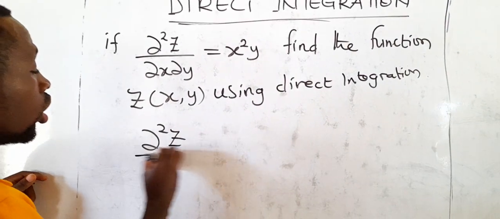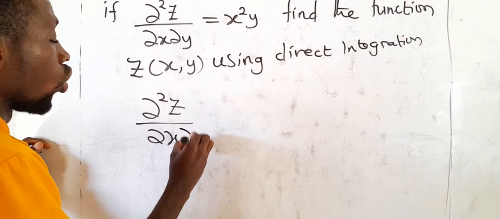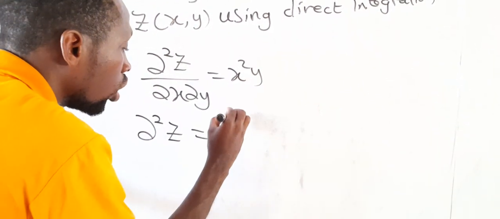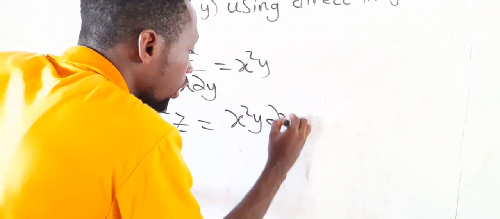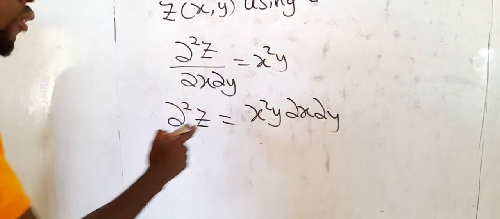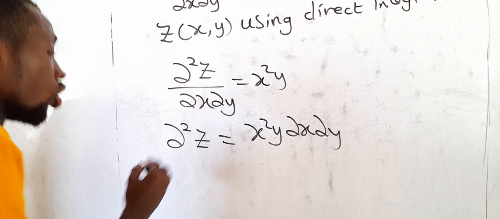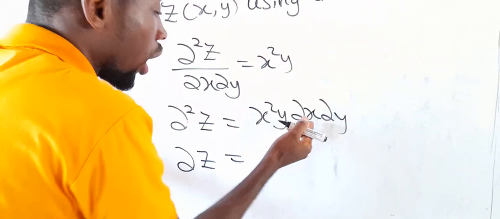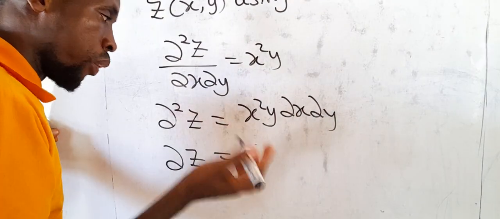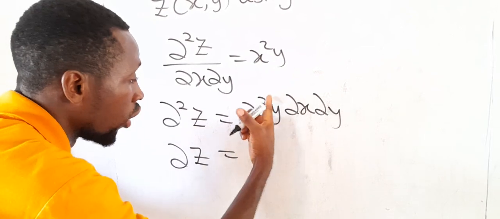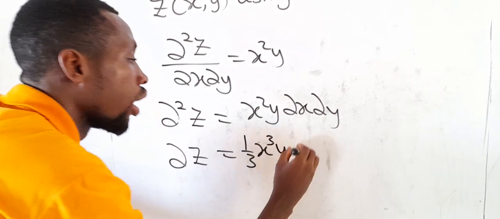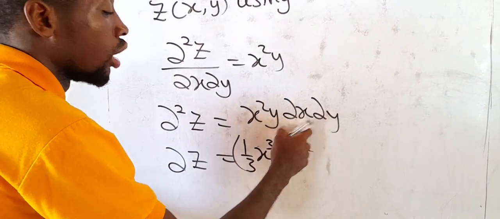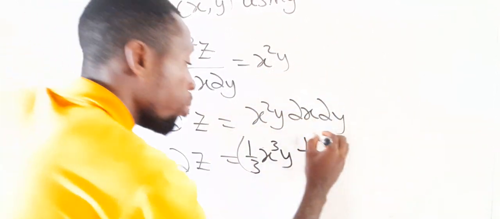So now let's see. This is our partial differential equation. Del squared z over del x del y is equal to x squared y. Remember, we can write this as del squared z is equal to x squared y del x del y. What do we do? We integrate first with respect to what? x. So when we integrate this, remember it will become del z because it's the differential with respect to z twice. So we are integrating with respect to x, so dx will go away. I hope you get that. Now, the y will be kept constant. Remember that. So when we integrate this, what do you get? Then 1/3 x cubed y plus what is it? The constant of integration. That will be an arbitrary function of y.